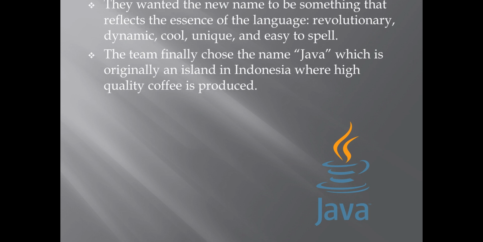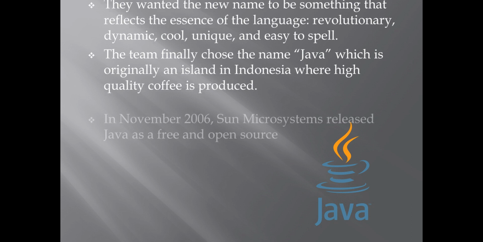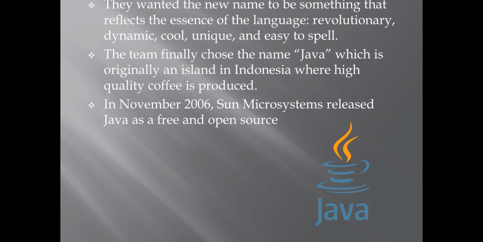The team finally chose the name Java, which is originally an island in Indonesia where high quality coffee is produced. The team, the Green Team, who created the Java programming language, was continuously drinking this Java coffee while working. So they decided to name the new language Java. And as you can see, the Java logo itself contains a coffee cup.